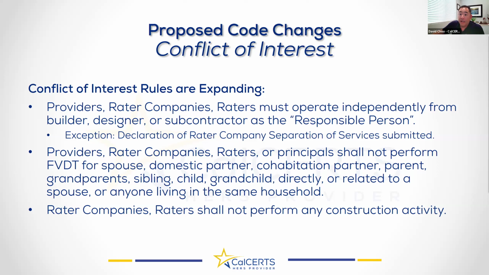Now, if you read it, essentially it's stating that a provider, rater company, raters, or principals shall not perform FVDT for anyone that's related to them by blood or law. So I think the intent is pretty clear. If you're a rating firm and you have close family ties to an installer, like maybe you're married to them in some fashion, you can no longer be their HERS rater, right?